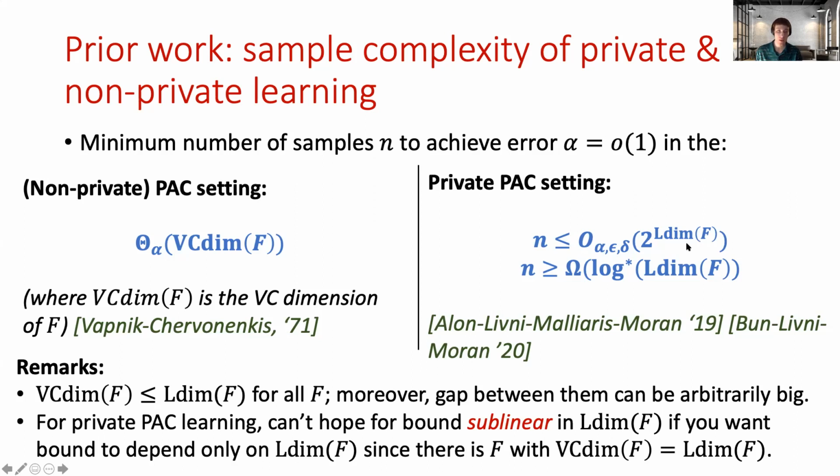In particular, the question we'll be asking in this talk is, how much can you improve the upper bound by? Well, you can't hope for an upper bound which is sublinear in the Littlestone dimension for private PAC learning, if you want this upper bound to depend only on the Littlestone dimension. This is because there exists a hypothesis class F whose VC dimension is equal to its Littlestone dimension. And even in the non-private PAC setting, there's a lower bound of VC dimension, which in this case, for this class F, is equal to Littlestone dimension. So you can't hope to get below the Littlestone dimension. And what we show in our paper is that we can actually get basically within a polynomial of the Littlestone dimension.